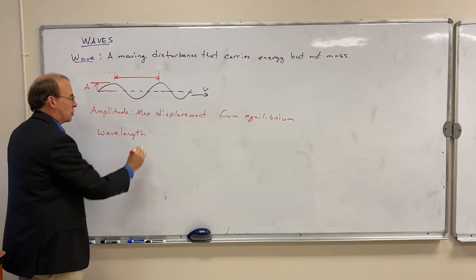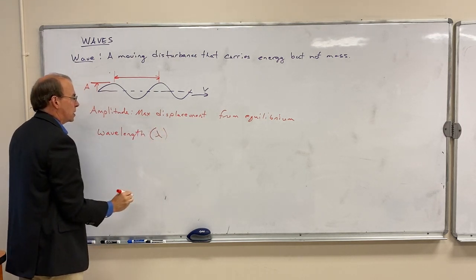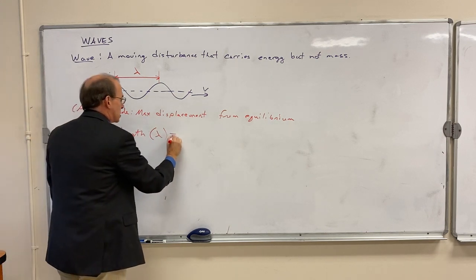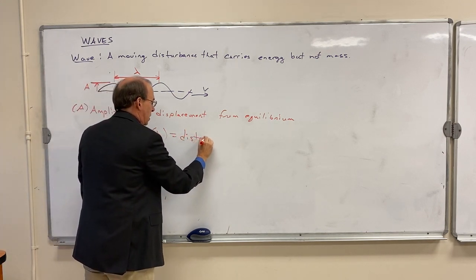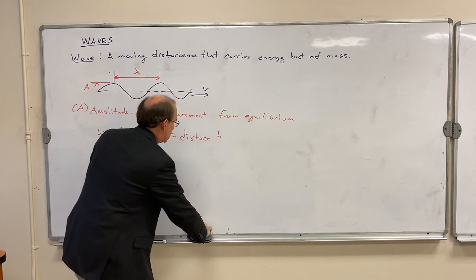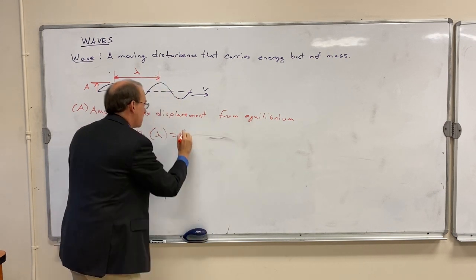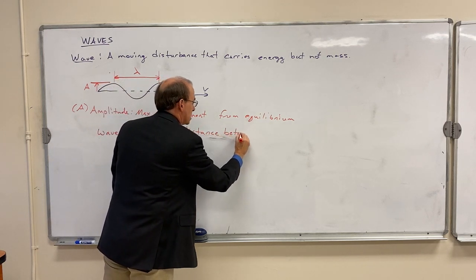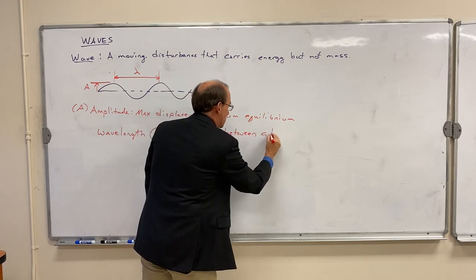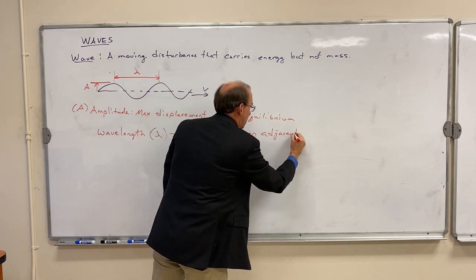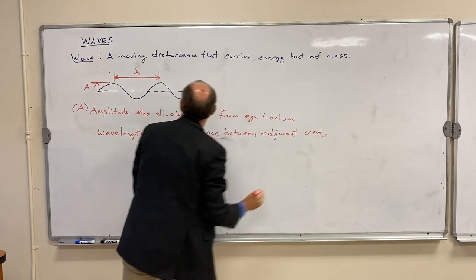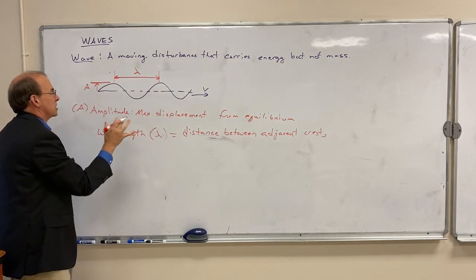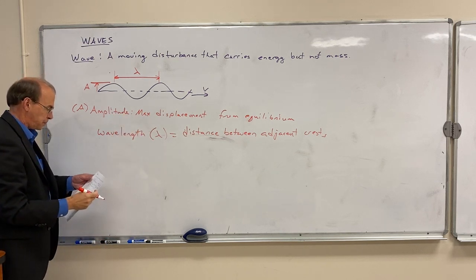We usually give it the symbol lowercase lambda from the Greek alphabet, so we'll call that lambda. This was A. This is the distance between adjacent crests. It wouldn't have to be crests. It could be from one trough to the next trough, but that distance is called the wavelength.